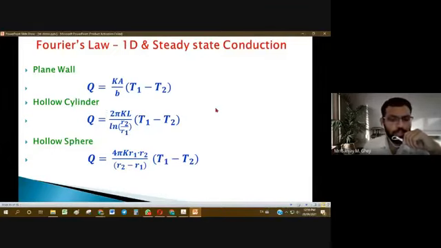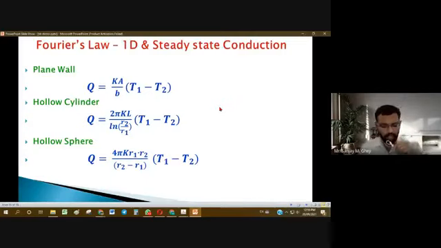The tube or pipe is made up of metallic material such as copper or cast iron, so that k will be applicable to only that single material. The same is the case for the sphere. So k in this formula is for only one material or single material.